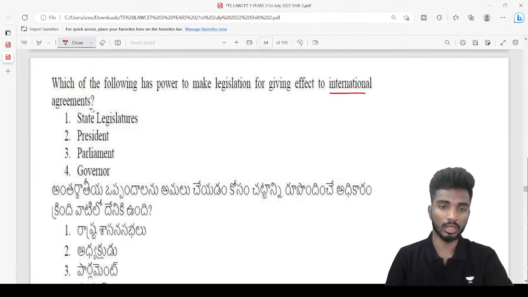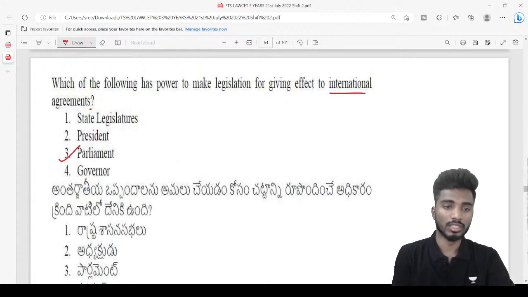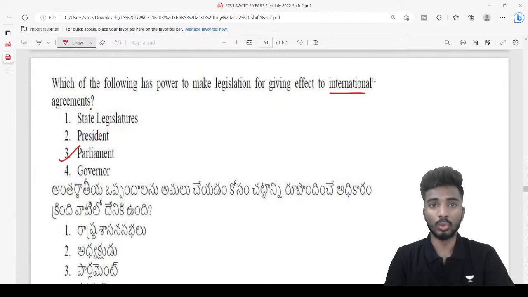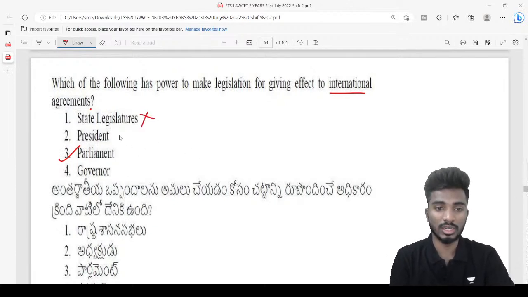Nidhi, Jeevana. Very good. So the answer is Parliament. If India enters into any international agreement, then Parliament has to decide. If Parliament wants to enforce it, then Parliament is the only competent authority to make law, not the state legislature, not the president, and not the governor.